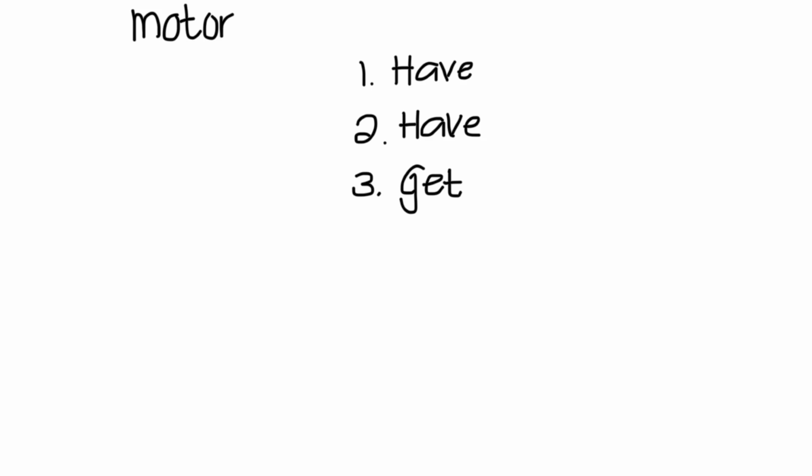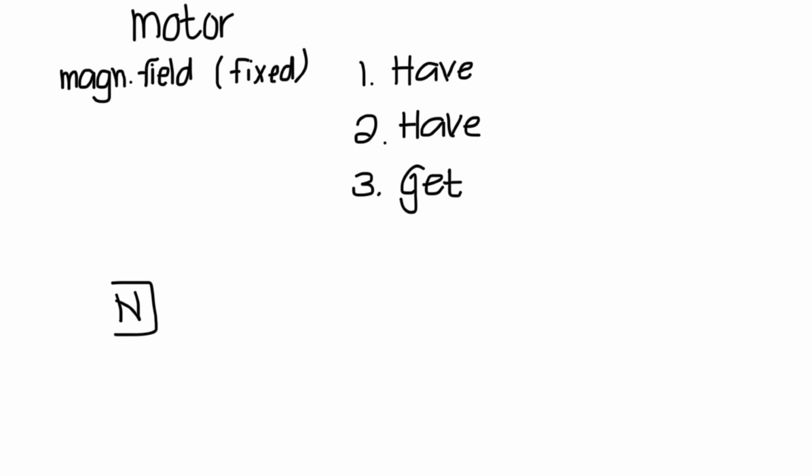If it's a motor, it's the one that we just said, you have a magnetic field. We often refer to this magnetic field as fixed. And that means I had a north and a south. The second thing that you have is conventional current. In other words, in the motor, we needed to have the cells. That was the second thing we needed. And then the third thing we got was motion.